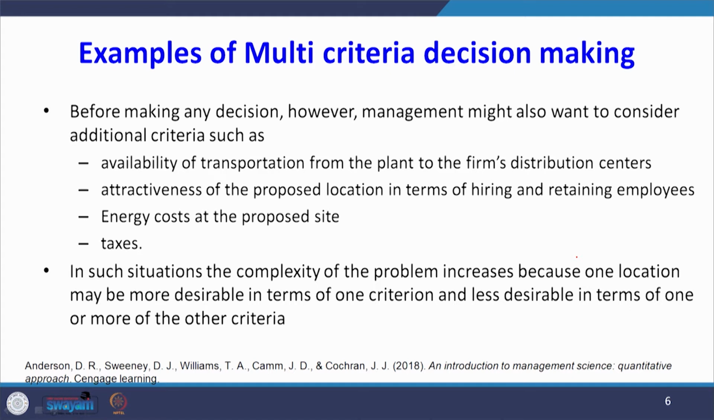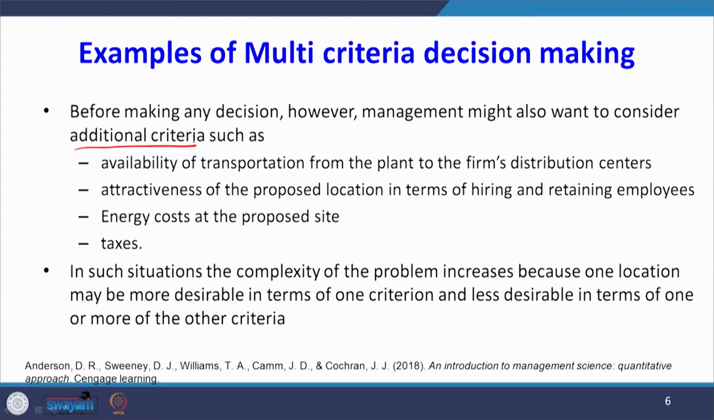Before making any decision, however, management might also want to consider additional criteria apart from cost. What are they? Availability of transportation from the plant to the firm's distribution center, attractiveness of the proposed location in terms of hiring and retaining employees, energy cost at the proposed site, and the local taxes also. So, these are the other criteria for choosing a location for constructing a new plant.